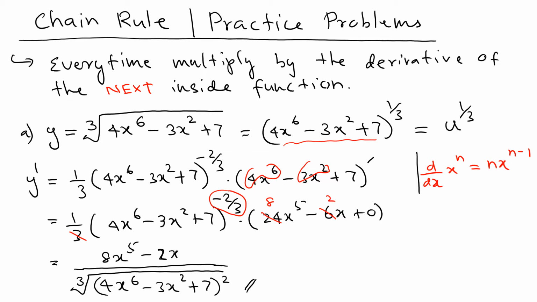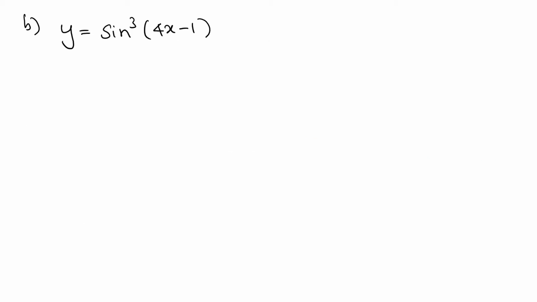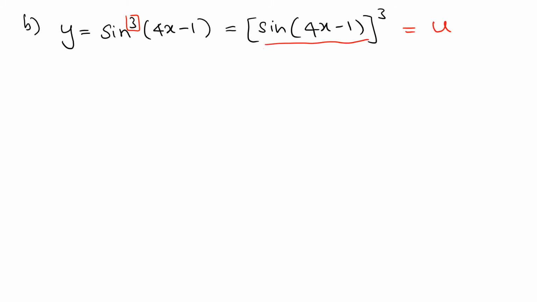So let's look at the next one. As the next example, we have y equals sine cubed of 4x minus 1. We write the power in between the function just to avoid confusion. That means if you rewrite this in power form, we can write it as sine of 4x minus 1, to the third power. You can see the base function is something to the cube, so it's u cubed.